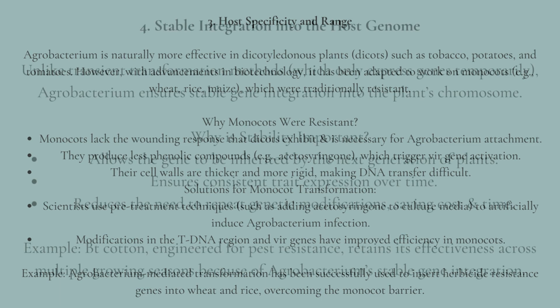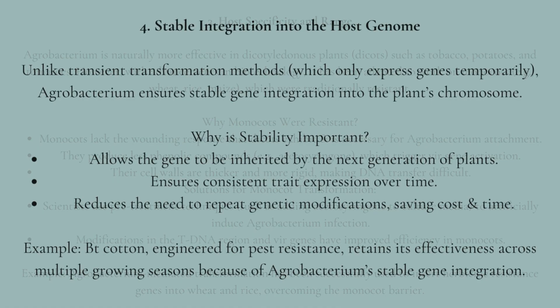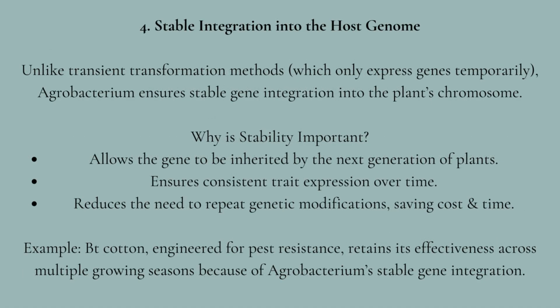Fourth would be stable integration into the host genome. Unlike temporary gene expression, Agrobacterium ensures permanent integration of genes into the plant's DNA. So, why is stability important? It is because the gene is passed down to future plant generations. It ensures long-term consistent trait expression. It reduces the need for repeated modifications, saving time and cost. For example, Bt cotton, modified for pest resistance, remains effective across multiple growing seasons due to stable gene integration using Agrobacterium.